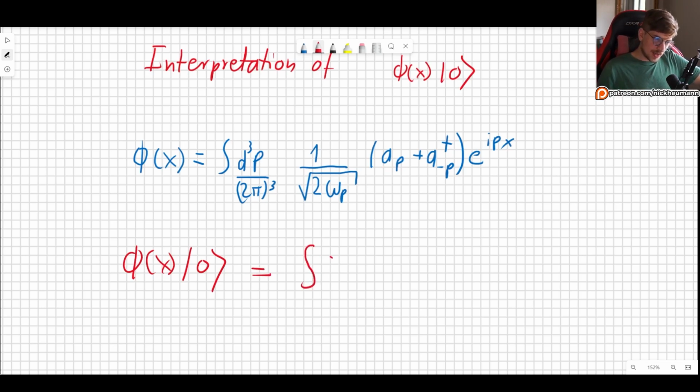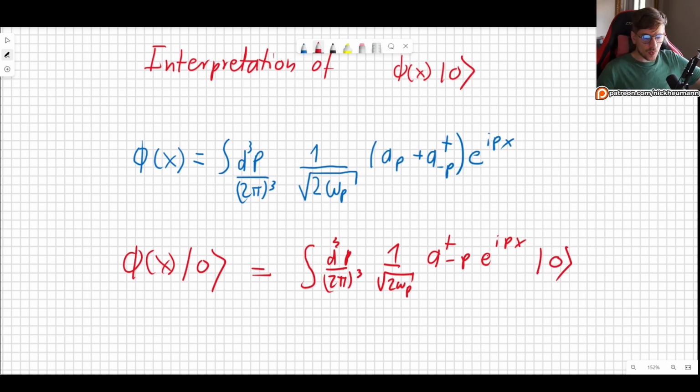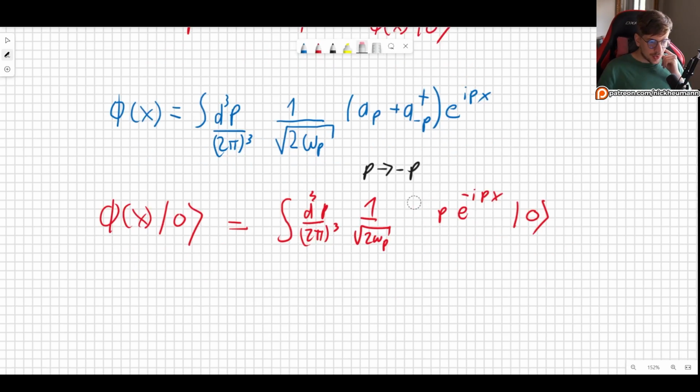And then we have the integral d^3p over (2π)^3, 1 over square root of 2ω_p, and then a dagger of minus p, e^{ipx}, acting on the vacuum. Here we can just do a little change. Let's go from p to minus p again, because we know what a dagger of p acting on the vacuum does. So we can write this the same way, but change the minus sign in here, and reverse the order real quick. So this will be e^{-ipx}, a_p dagger acting on the vacuum.